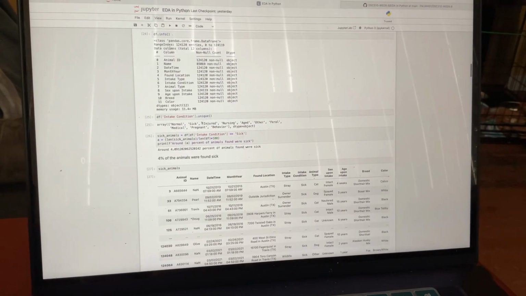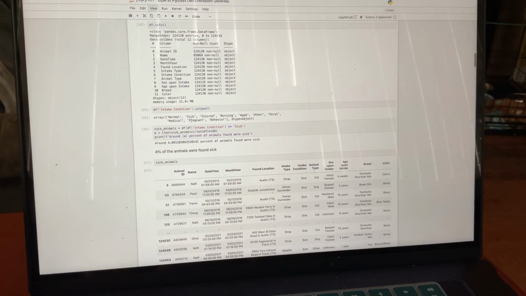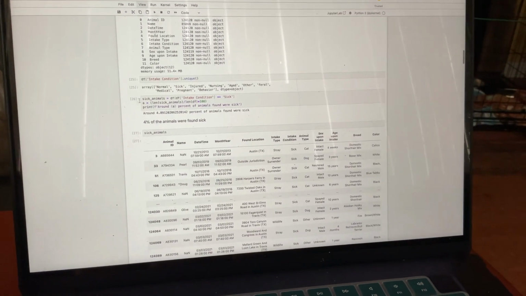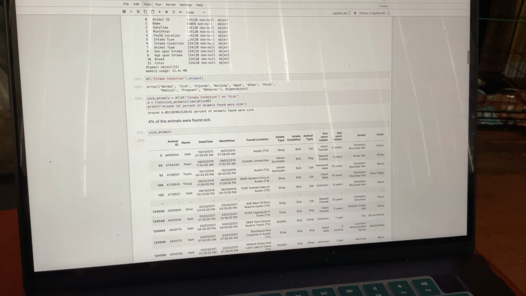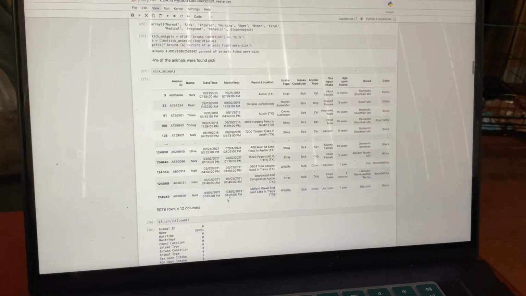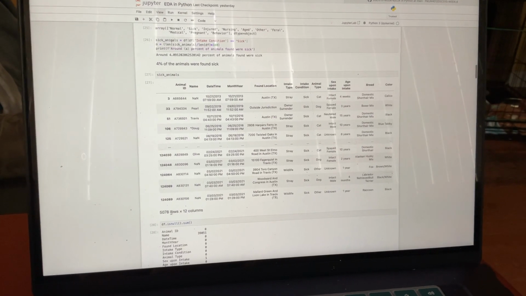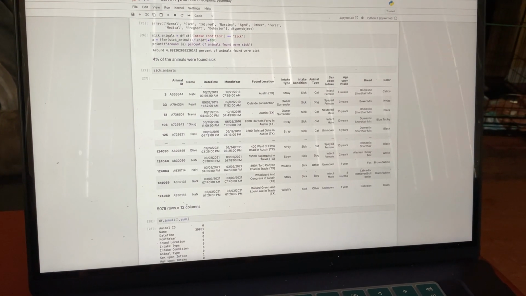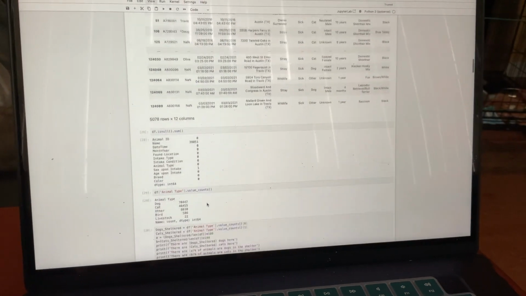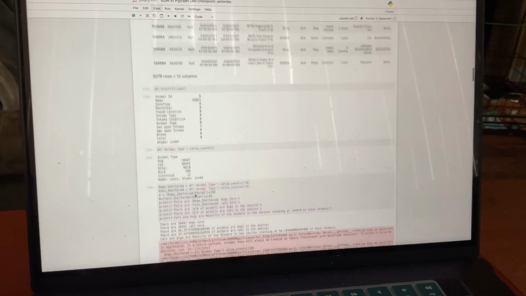The intake condition: if they were ill or sick, injured, nursing, aged, other, fatal, medical, pregnant, and behavior. For the intakes, about 4% were found sick, and these are the animals that were found sick. That's 5,078 rows and 12 columns. Right here is the sum on the animal count.